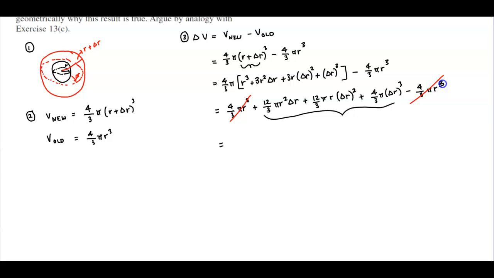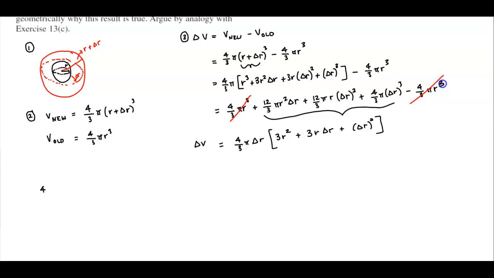And now we're going to factor out what they have in common, which is 4/3 pi times the change in R. So what we have left is 3R squared plus 3R times the change in R plus the change in R squared. So therefore that gives us the change in V.